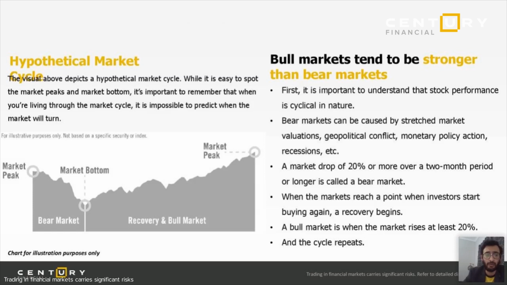See, guys, what you see right now is a hypothetical market cycle. Okay, it is not something which shows historic data. This is just for illustration purposes, right? If you can see, there is a market peak and there is a market bottom and then again a market peak, right? When the market goes down, when there is a crash, we call it a bear market. When it recovers, there comes a bull market, which is on the higher side.